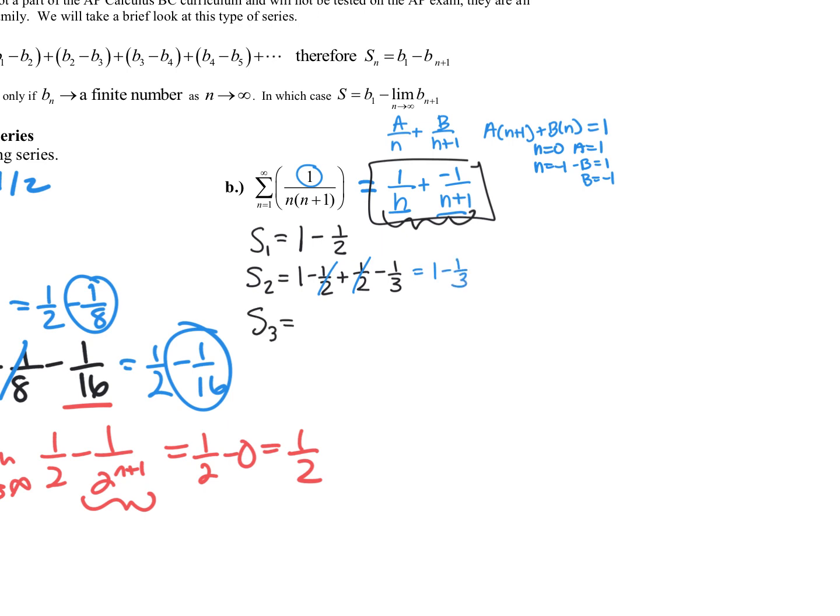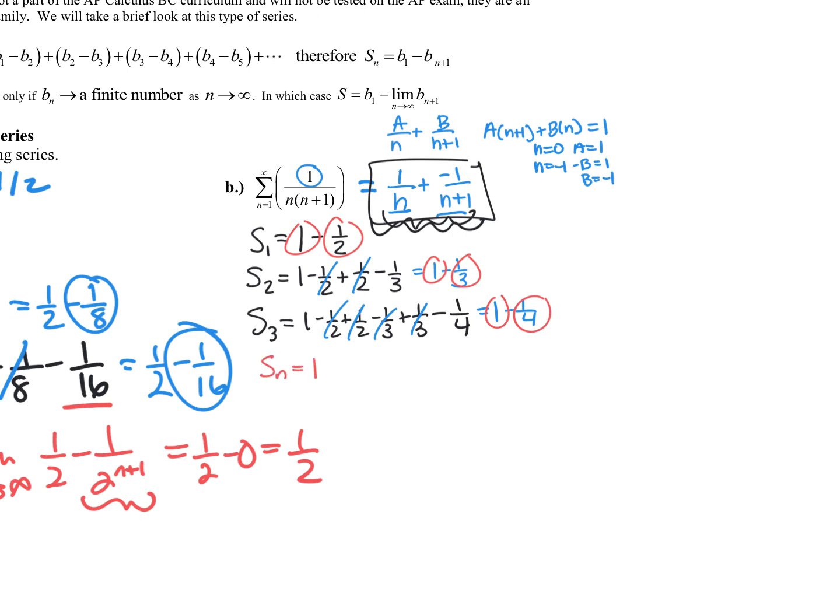S sub 3, the first three terms, will be everything that we just calculated, plus the third term, so plug in 3 into here, and you'll have 1 over 3 minus 1 over 4. So all these middle terms will cancel, and we'll just be left with 1 minus 1/4. And you can see what's happening here, just like last time we had a 1 in the beginning of each of these, and then we're always left with the last term. S sub n will be 1 minus whatever the last term is. And the last term is always generated by this. So that'll be 1 minus 1 over n plus 1.